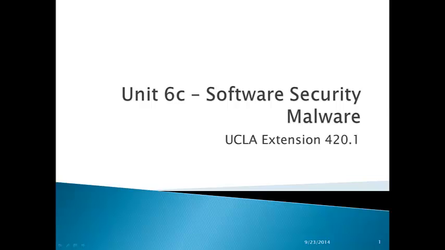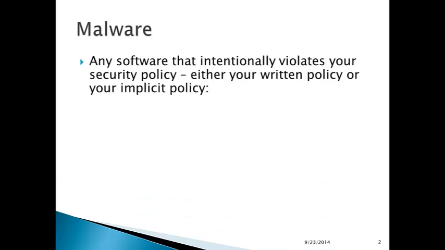Unit 6C, Software Security. Malware. What happens when good software goes bad? Malware is any software that intentionally violates your security policy, either your written policy or your implicit policy.